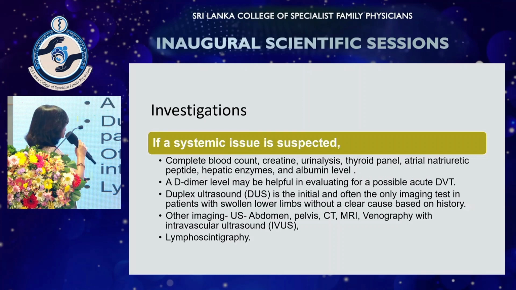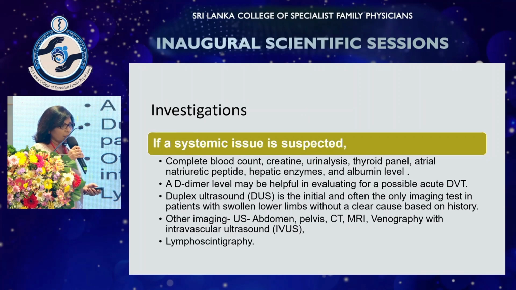Right. The investigations. When it comes to investigations, if a systemic issue is suspected, you have to do these things. It's the basic ones first: the complete blood count, creatinine, urine analysis, thyroid panel, atrial natriuretic peptide, hepatic enzymes, and albumin level. These things are according to the presentation, not for each and every patient. And we can consider the duplex studies, imaging, ultrasound, CT, MRI, venography. It depends on the patient's assessment.